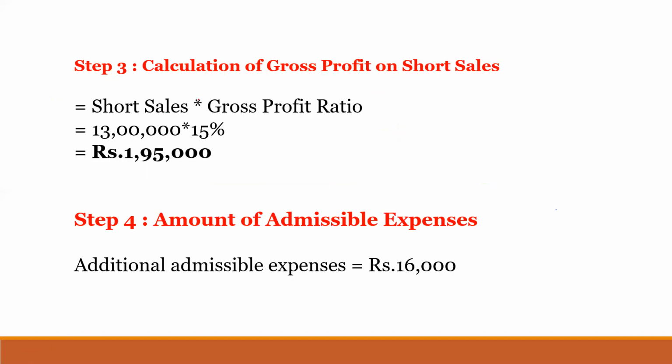Then we have the third step, which explains the calculation of gross profit on short sales. That's very simple. Short sales amount into gross profit ratio. So we have the short sales amount here. We calculated gross profit ratio also. So the answer amounts to 1,95,000. Now we have step 4, the amount of admissible expenses. Normally the amount of admissible expenses shall be calculated using a particular formula, which we have discussed in the earlier classes. But now in this question, the additional admissible expenses are given directly. So we don't want to make any calculation. So we directly take the amount 16,000. So it's very easy.